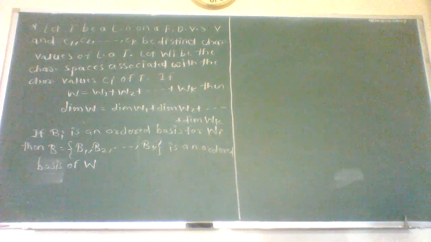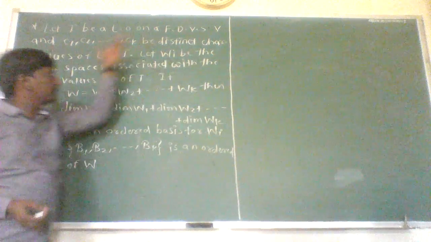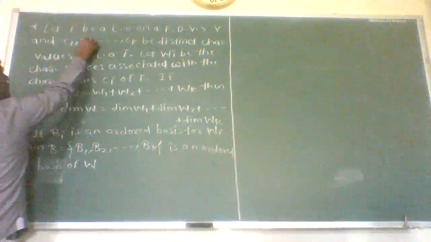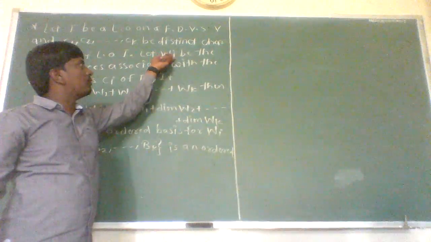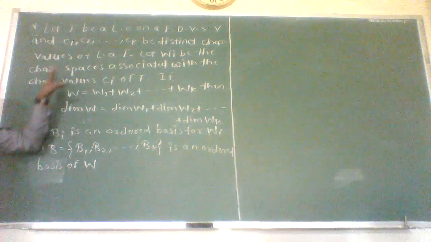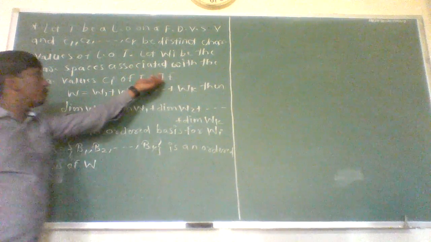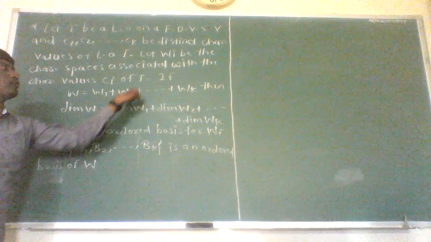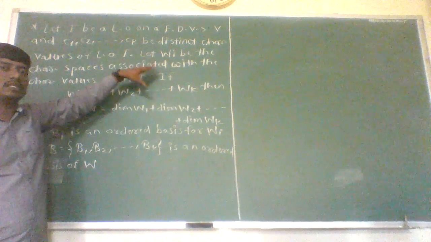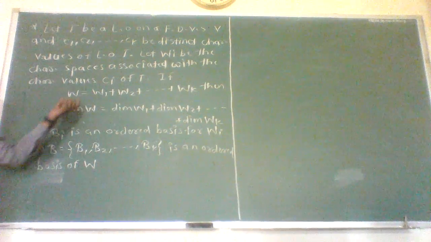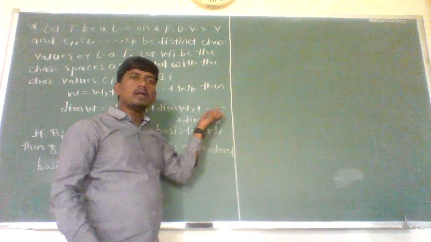Okay, first, given that T is a linear operator defined on a finite dimensional vector space V over the field F, and c1, c2, up to ck are distinct characteristic values of the linear operator T, and Wi, where i runs from 1 to k, are the characteristic spaces, that is, eigenspaces associated with the characteristic values ci of T. And given that W is W1 plus W2 plus up to Wk, that is, it is an addition of these characteristic spaces associated with their corresponding characteristic values. Then we have to prove that the dimension of W is the dimension of W1 plus the dimension of W2 plus up to the dimension of Wk.